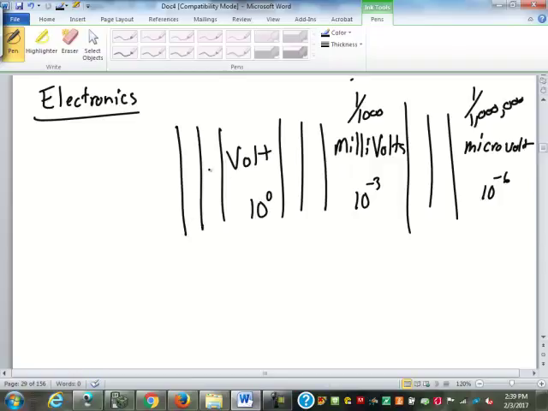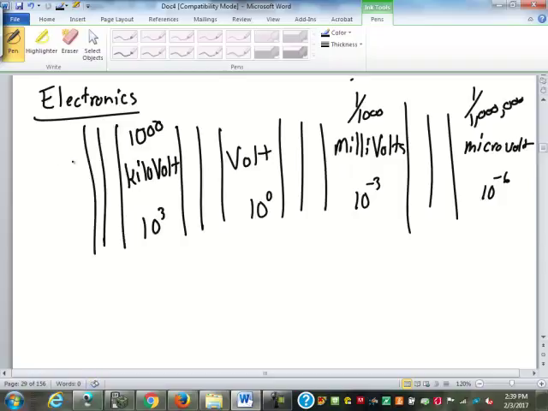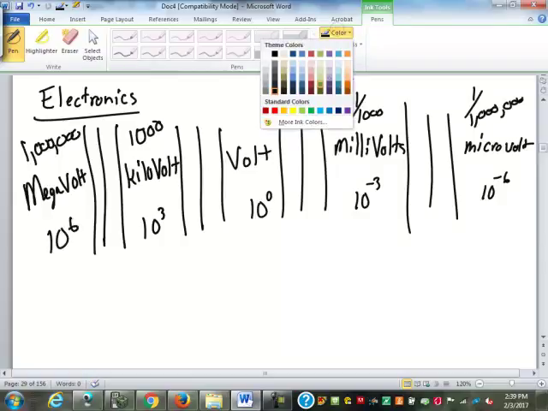Going larger, again, we don't have deca or hecto. We jump right up to kilo. A kilovolt is 1,000 volts, so that's 10 to the third. Then we have mega. A megavolt is 1,000,000 volts, or 10 to the sixth.